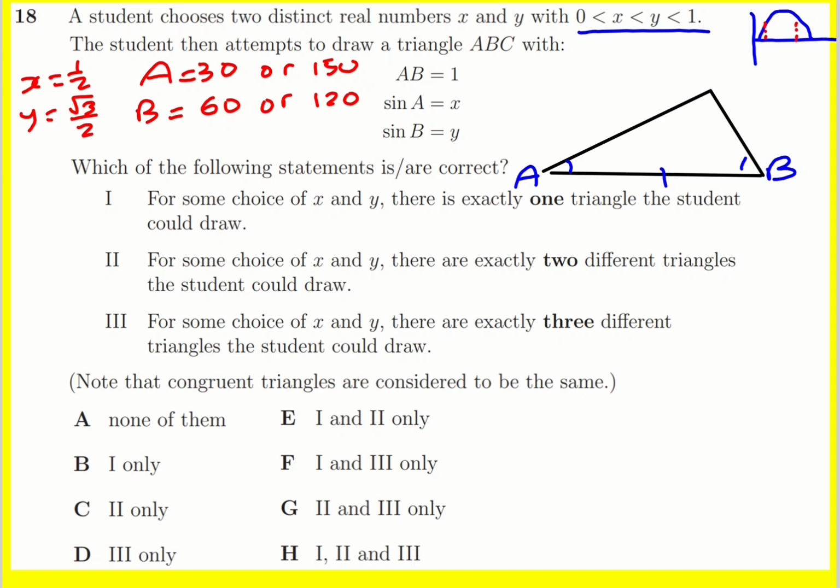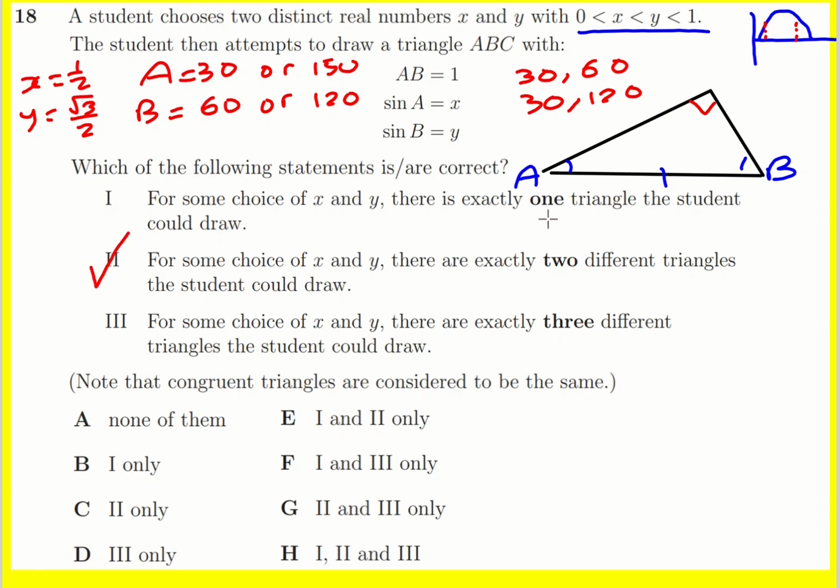So I could create a triangle with a 30 and a 60. I'd get a right angle up here, but that's not a problem. Or I could go with 30 and 120, but I couldn't go with 60 and 150 because that goes beyond 180. And yes, I couldn't go with the obtuse either. So in this scenario, I would be able to create exactly two different triangles. So this one is definitely true.